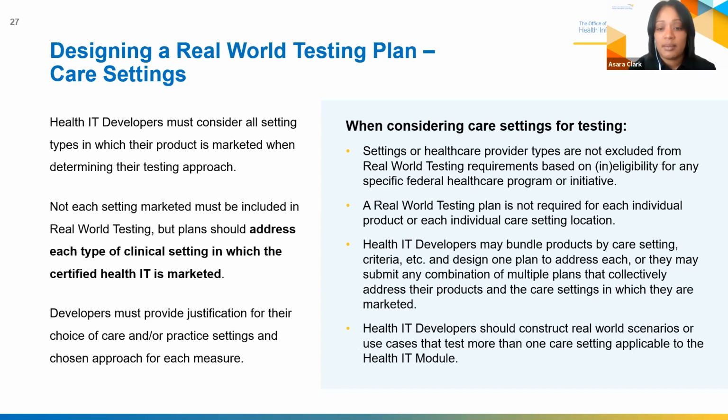Health IT developers may bundle products by care setting, criteria, etc., and design one plan to address each, or they may submit any combination of multiple plans that collectively address their products and the care settings and care setting types in which they're marketed. And then health IT developers should construct real-world testing scenarios or use cases that test more than one care setting applicable to the health IT module if they exist, okay?